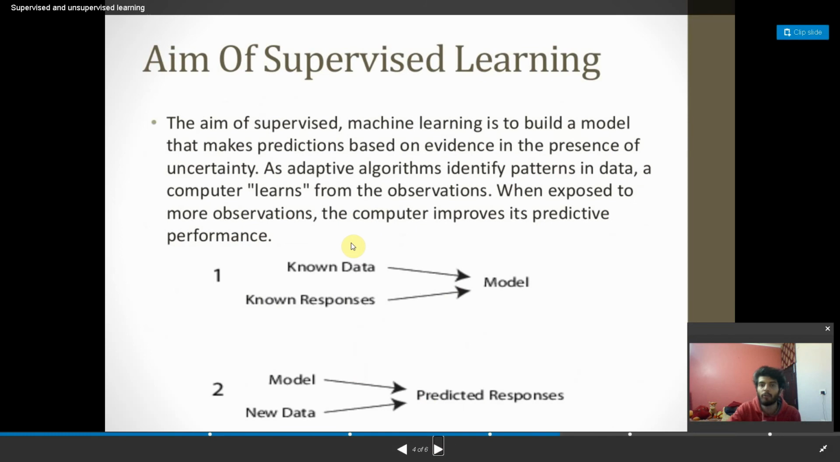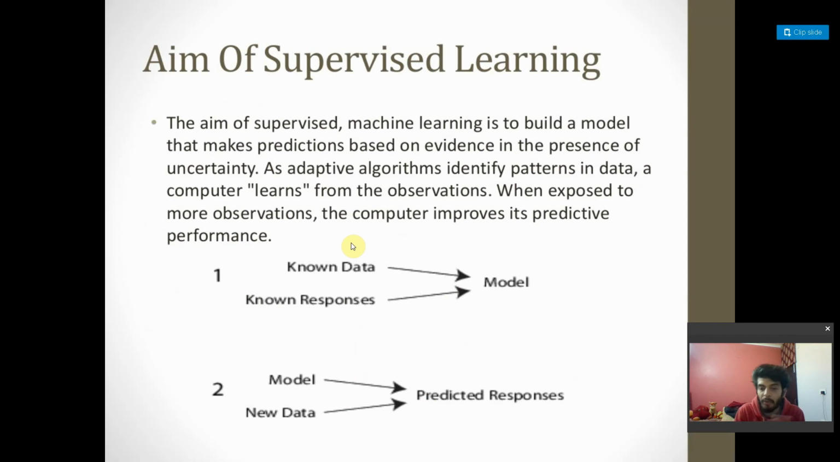And the aim of machine learning is basically to predict some responses. The aim of supervised machine learning is to build a model that makes predictions based on evidence in the presence of uncertainty. As the adaptive algorithm identifies patterns in the data, a computer learns from the observations.